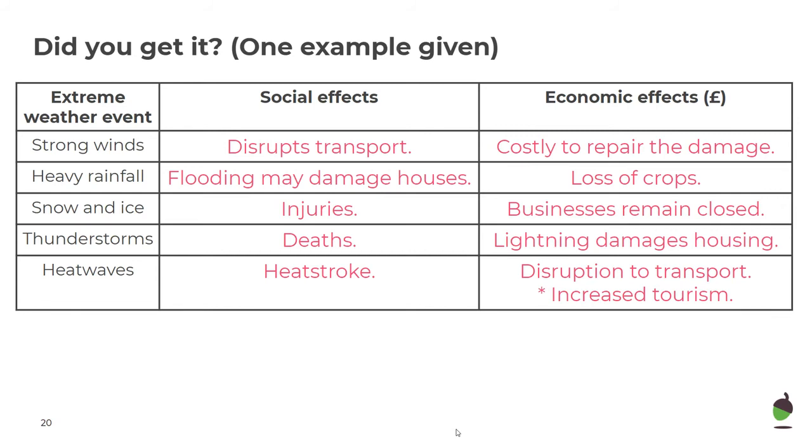However, I have put a little star next to the very last effect here, next to increased tourism, because heat waves or a period of warm weather might actually increase tourism to different areas, and that might increase the income to those areas. So that actually might be a positive effect of this particular extreme weather event. So make sure that you've added in any ideas that you're missing before you move on in the video.